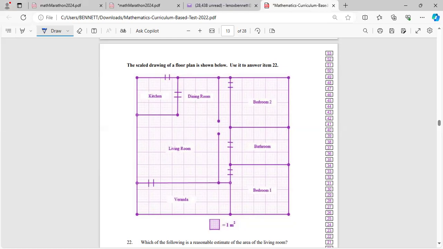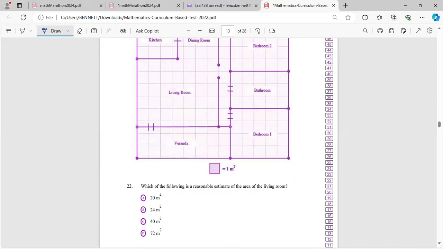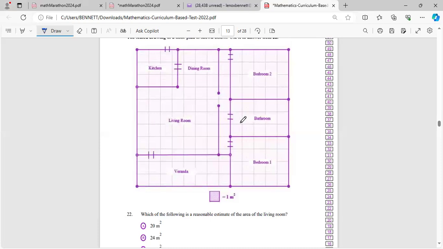Right, let me go down further. It says the scale drawing of a floor plan is shown below. Use it to answer item 22. Sir, can you scale it down? Okay, thank you. Which of the following is a reasonable estimate of the area of the living room? Okay, hold on, sir. Yeah, take your time and work through it.